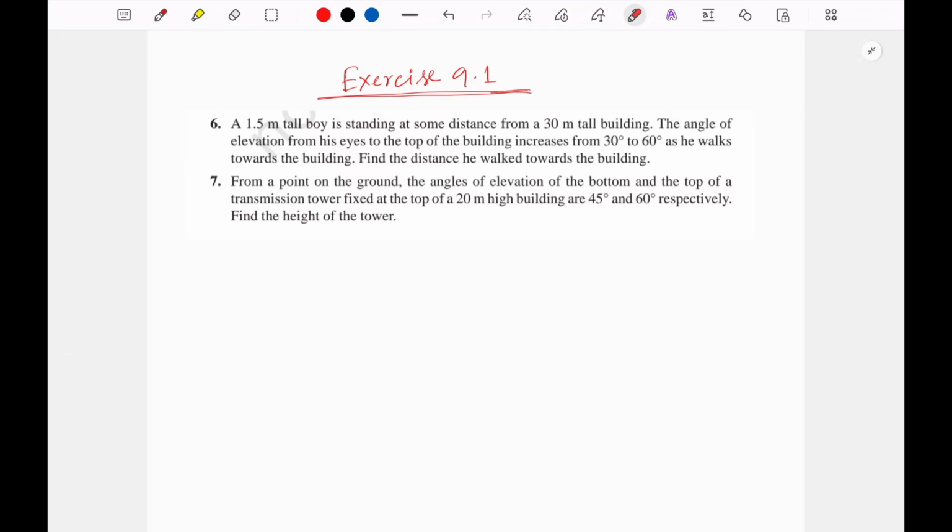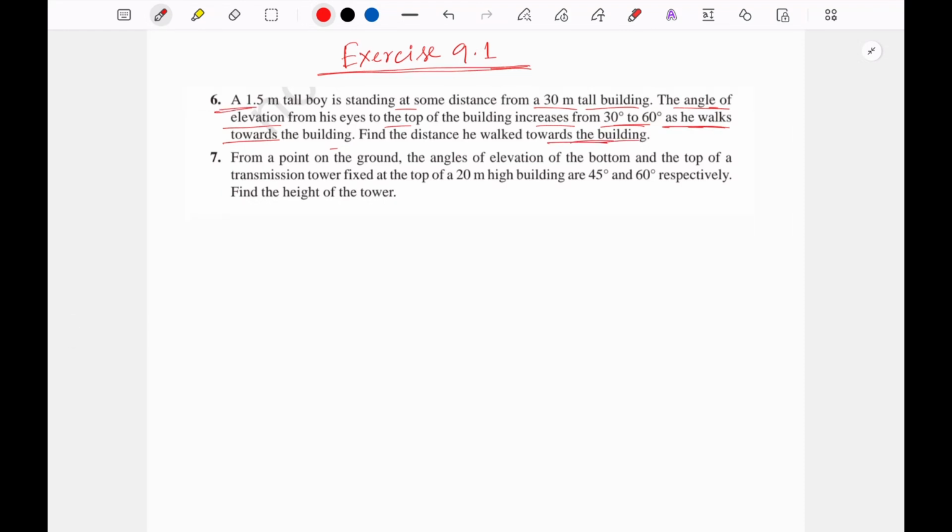So in this video I am going to solve question number 6 and 7 from exercise 9.1. In question number 6 it is given that a 1.5 meter tall boy is standing at some distance from a 30 meter tall building. The angle of elevation from his eyes to the top of the building increases from 30 degree to 60 degree as he walks towards the building. Find the distance he walked towards the building.